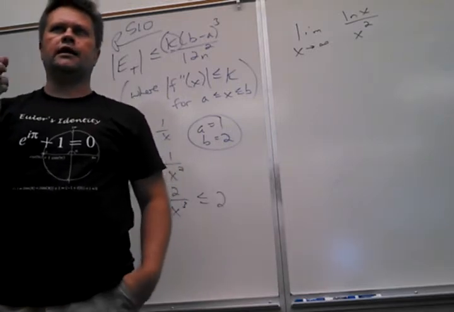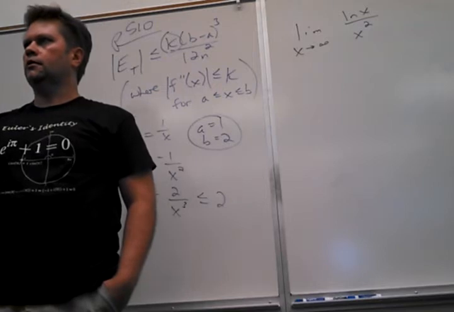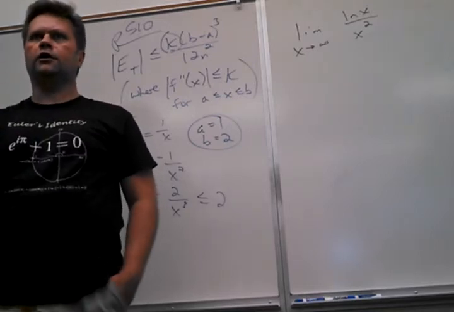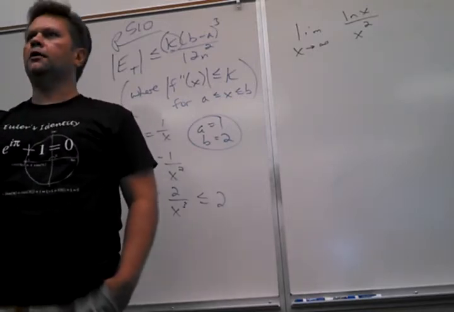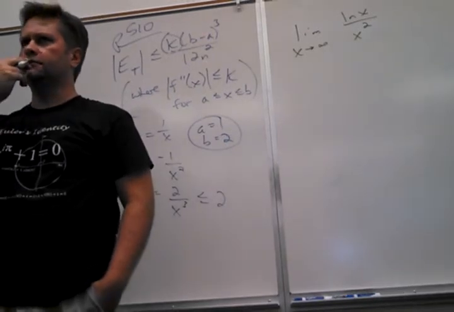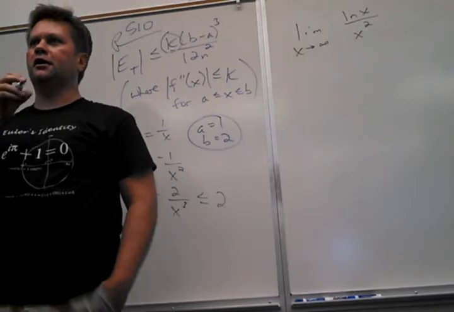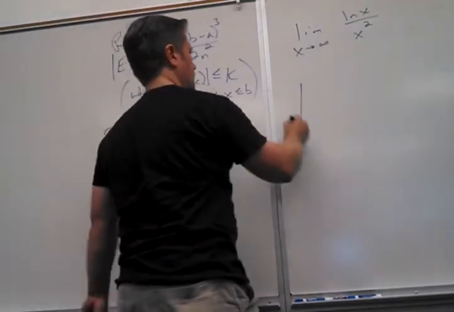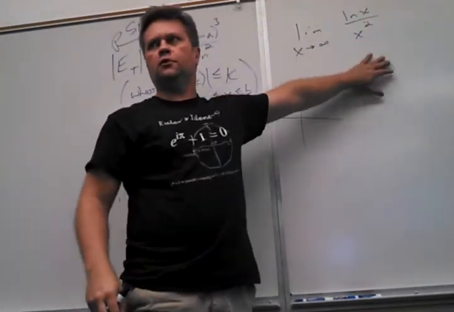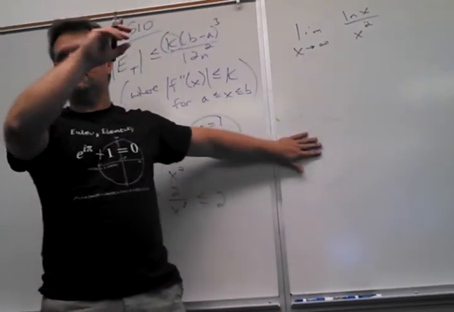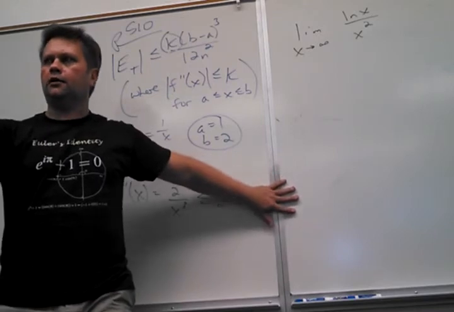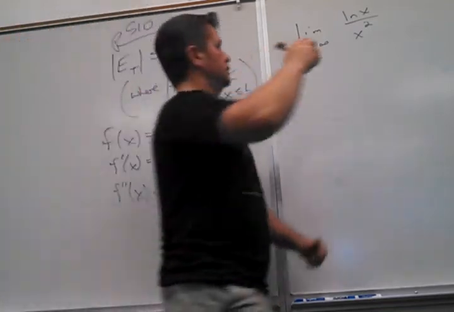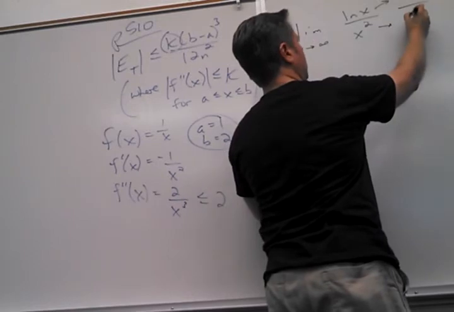What's happening in this one? As x gets really big, what happens to the top? Natural log of a billion, natural log of a trillion. That's getting scary. It's getting bigger, right? The natural log of x is doing what? Okay. So the whole problem is, I really can't tell what the whole thing is doing. But the top is getting bigger. The natural log of x is going to infinity, and the bottom is obviously going to infinity.